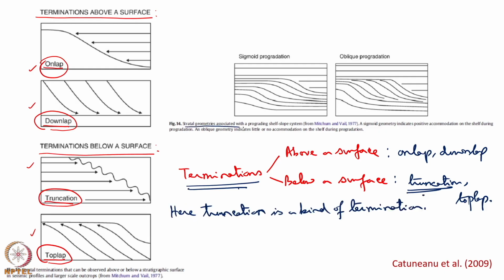The stratal geometry associated with prograding shelf slope system can be of two types: sigmoid progradation and oblique progradation. In case of a sigmoid progradation, we do not see the curve getting terminated against any line, rather it is continuing, whereas in case of oblique progradation we find that these lines are tangentially terminating across a common line. What is stated for this also holds true for the bottom line.